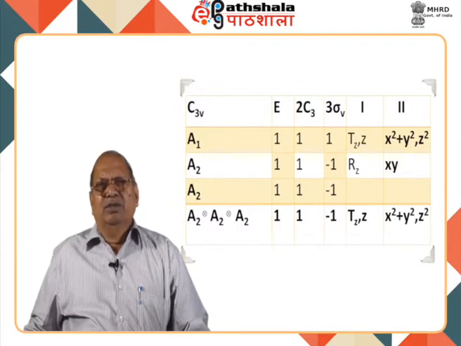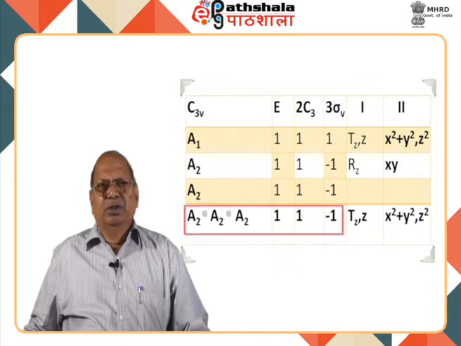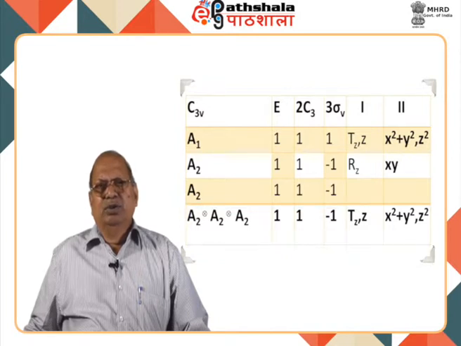For this, again we take the direct product of the type A2 into A2 into A2. That is, we just combine A2 into A2 and A2. The result is shown in the table, last row, that is 1, 1, minus 1. That is A2 into A2 into A2. The direct product gives the character for E equal to 1, C3 equal to 1, and sigma V equal to minus 1.